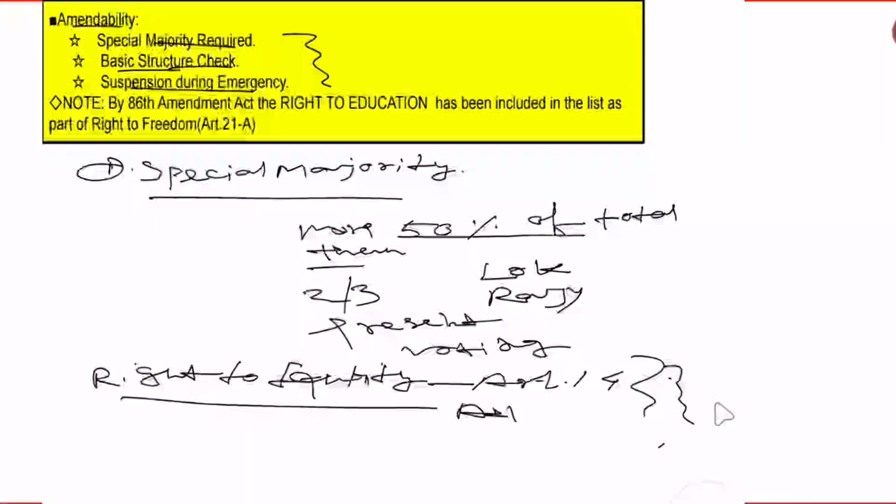Next one is the basic structure check. Fundamental rights being part of the basic structure, such as the right to equality under Article 14, or right to life under Article 21, are effectively unamendable. These are part of the basic structure of our constitution.